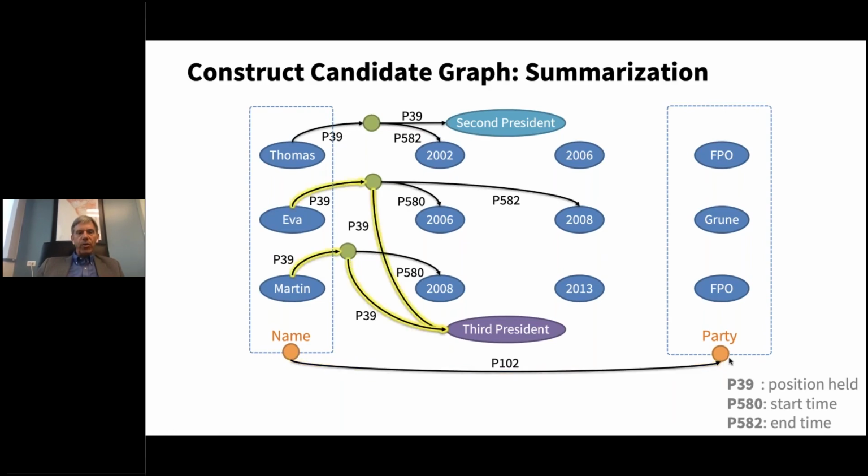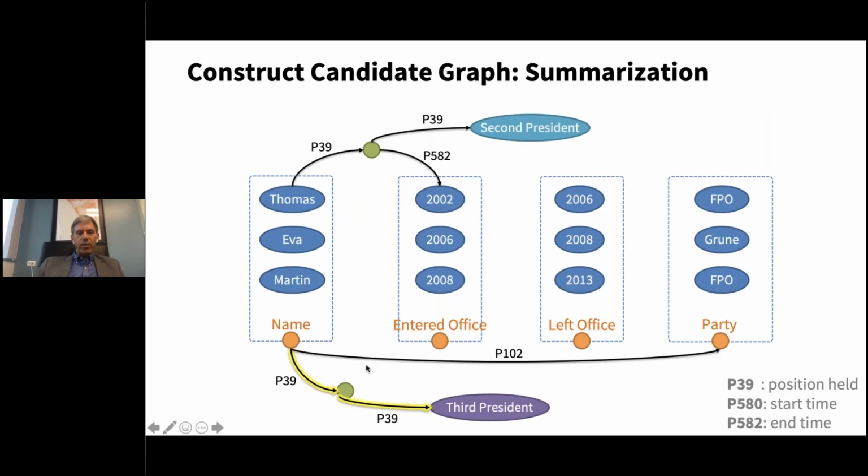Likewise, we can do the same thing for these P39 links to get to third president. And so we can group those together over here. Likewise, we have P39 links here to the second president. Those are really in conflict with each other, right? Because either this column corresponds to second president or third president, and we'll disambiguate that in a later step. But those are both candidate descriptions of what's actually happening in terms of the position held.